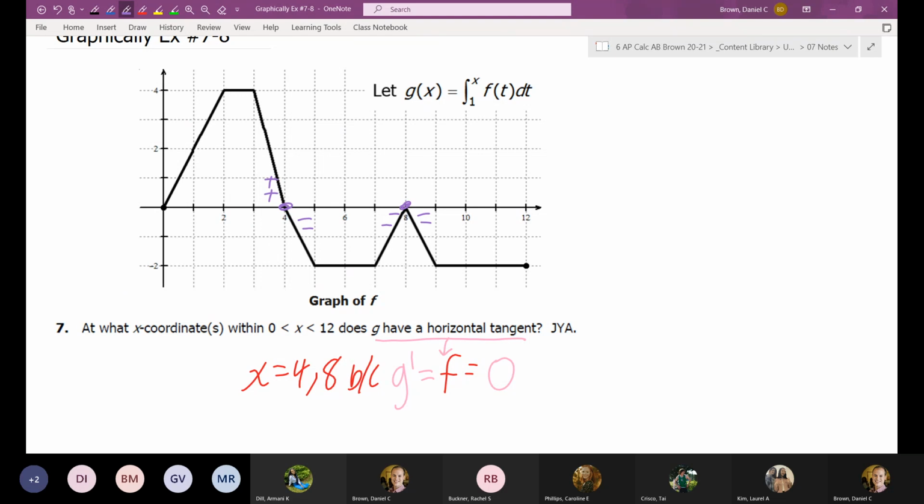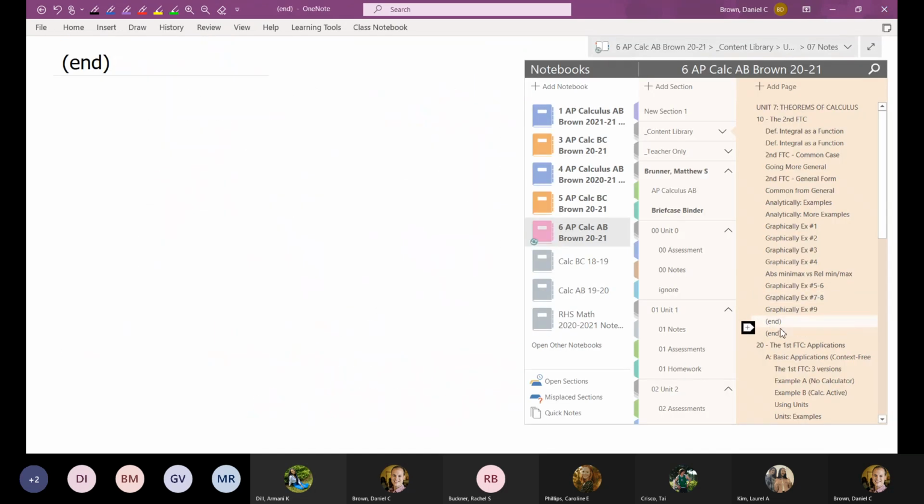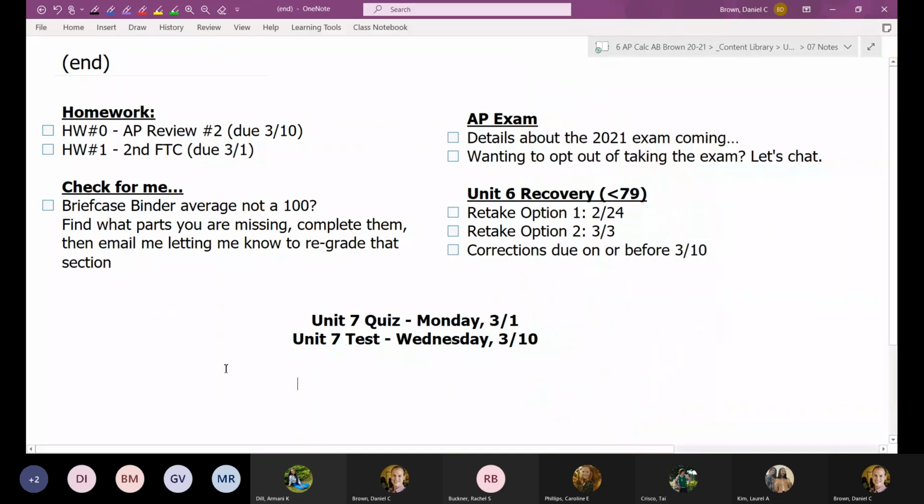Any other questions or things that I can clarify? All right, so that's where I'm going to stop today's notes. Same exact checklist that you saw yesterday. So at this point, you can finish all of homework 1, that second FTC. Please don't neglect it. It is divided into two parts. The first half of the homework is very algebra based. The second half is more of the graph ones that we saw. Speak to me if you do need to talk about recovery on the Unit 6 test or anything like that, so we can work things out there.